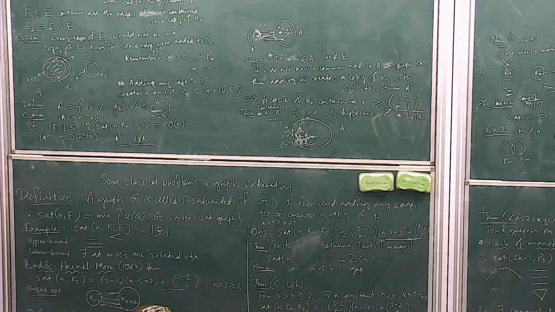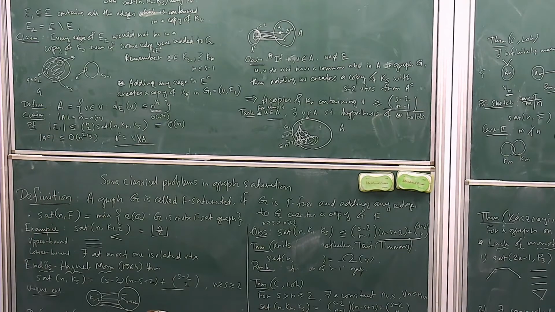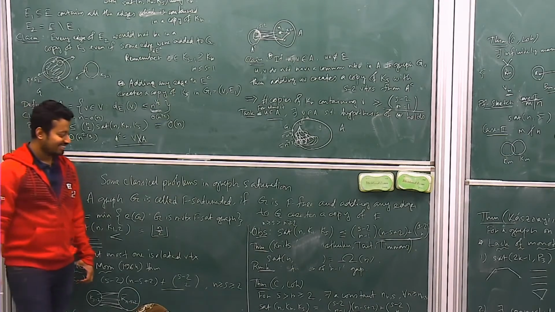I have never thought about it. If you have a K_4-free graph which is saturated, is there an edge which isn't in any triangle? Is it possible? It's a very good question. I don't know actually. I need to think. That's a very good question.